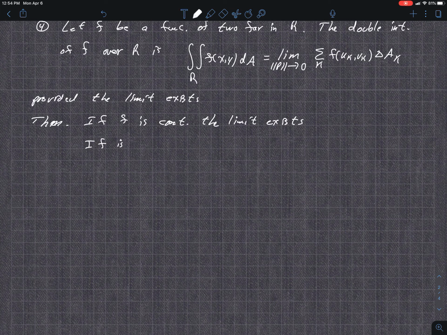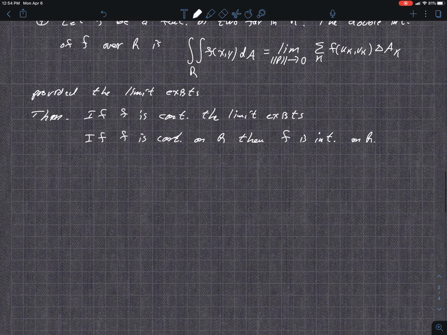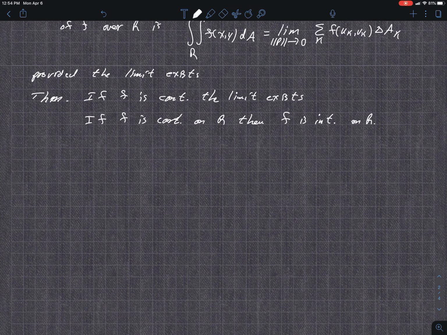And then we say also, if f, oops, forgot the f part. If f is continuous on R, then f is integrable on R. And let's draw in our picture this time.